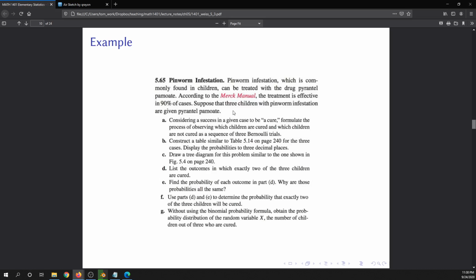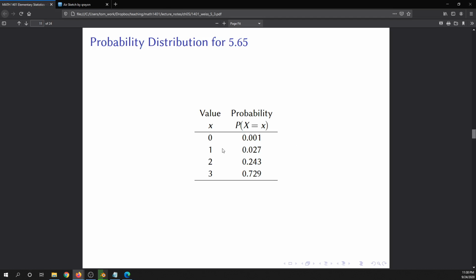Suppose that 3 children with pinworm infestation are given pyrantel pamoate. In the previous video, we talked about how success was that a child is cured. So we're treating 3 children with this medicine, and those are your 3 trials. The thing we're interested in is how many successes we had, how many of the children were cured. The possible values are none of the children are cured, or one of the children is cured, or 2 of the children are cured, or all 3 are cured. Those are the possibilities for the number of successes in the 3 trials. And then over here you would have the probability of the successes.